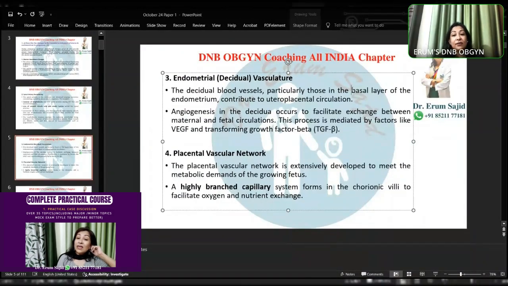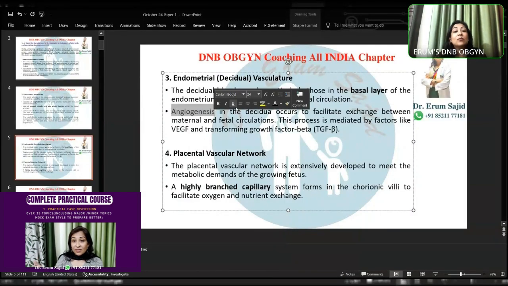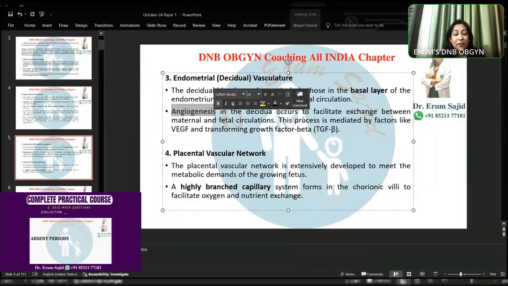The basal layer of the endometrium, this is what I wanted to stress. There is more angiogenesis in the decidua basalis, and more remodeling in that vasculature, because it contributes to the uteroplacental circulation, to improve the maternal and fetal circulation. Plus, of course, the placental vascular network is highly branched and highly vascularized.